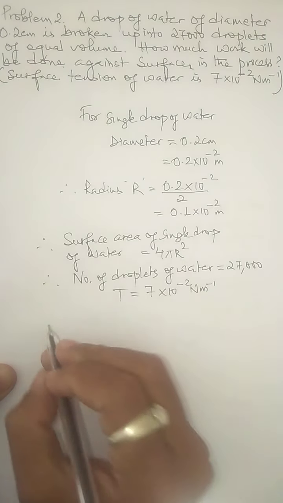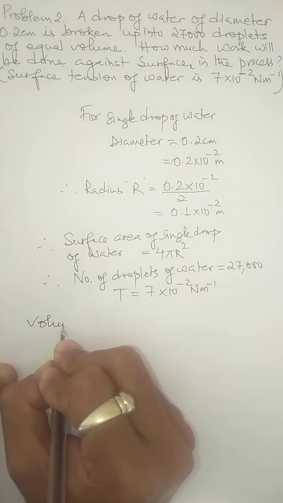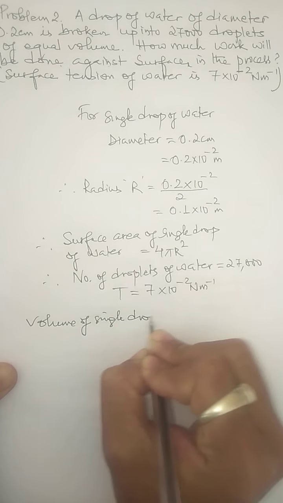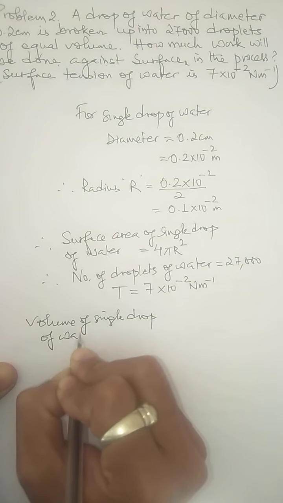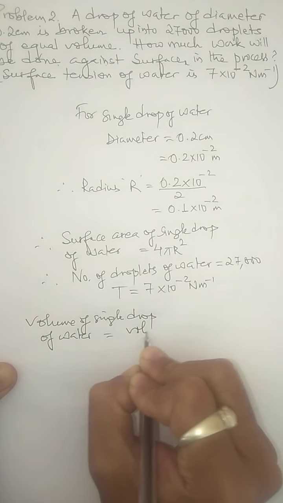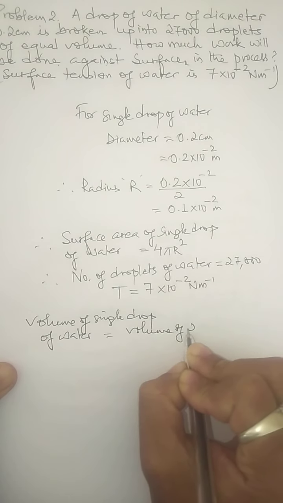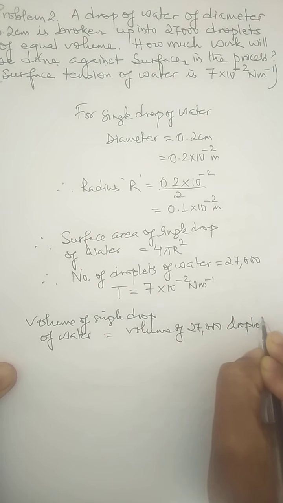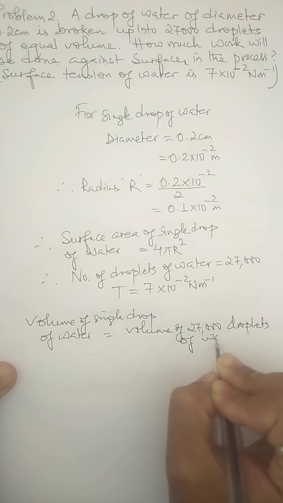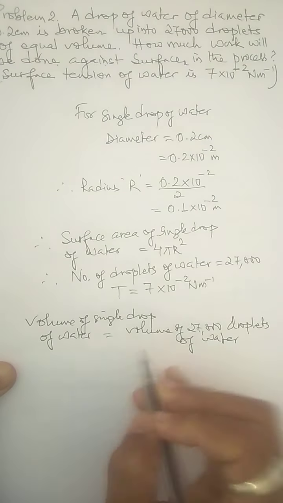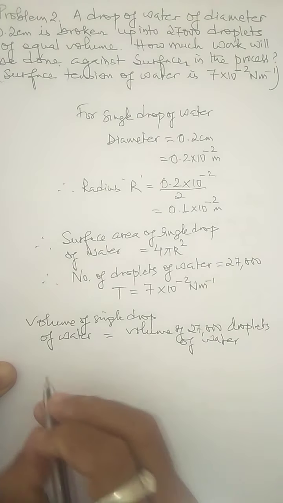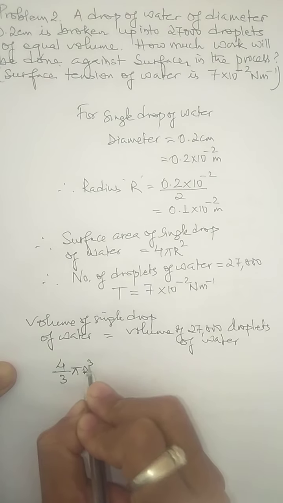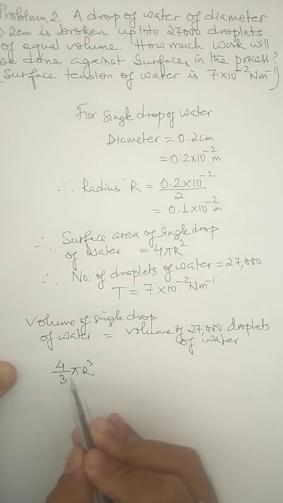What is the condition? As I said, the volume of the single drop of water is equal to the volume of the 27,000 droplets of water that are forming. Now the volume of a sphere has the formula 4 by 3 pi, with the radius which I have already considered as R. So it is 4 by 3 pi R cube.